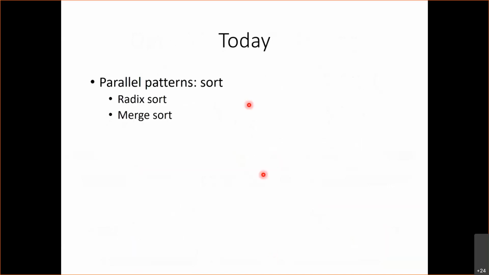And today we're going to talk about sorting, and we're going to look at two sort algorithms. We'll spend most of the time talking about radix sort, and then we'll talk a little bit about merge sort. Before I begin talking about sort, does anybody have any questions about what we covered last time? Okay, well, if there are no questions, then let's begin talking about sorting. So we'll start with radix sort. Like I said, we're going to spend most of the time looking at radix sort, and then we'll look a little bit at merge sort towards the end.